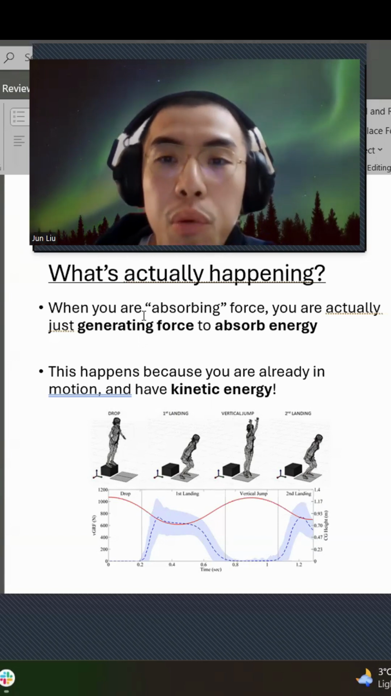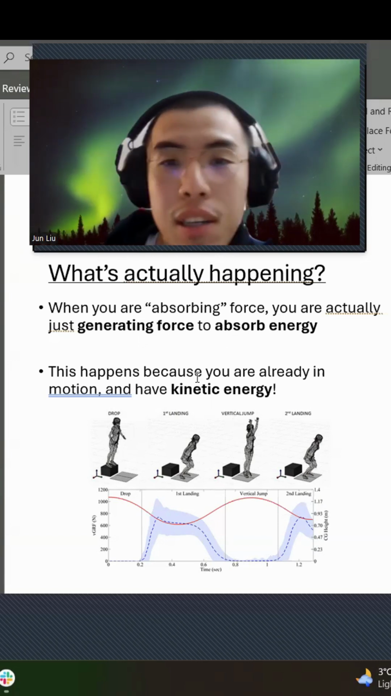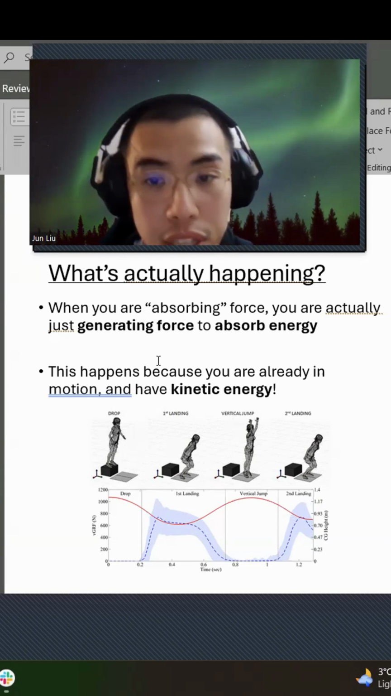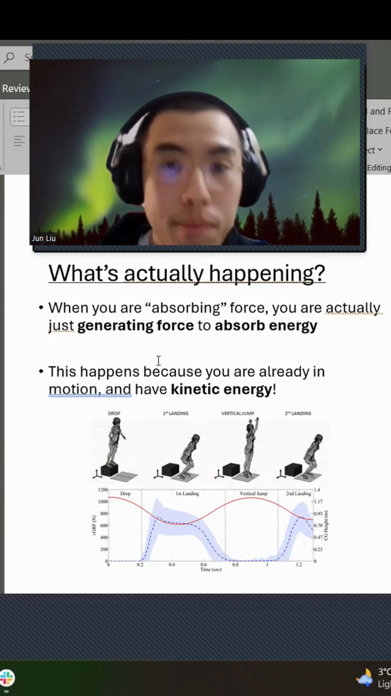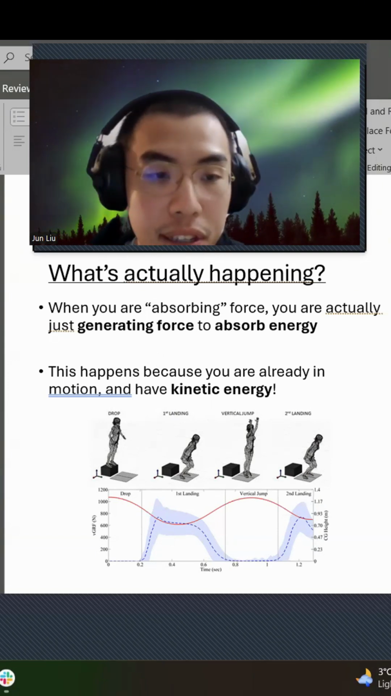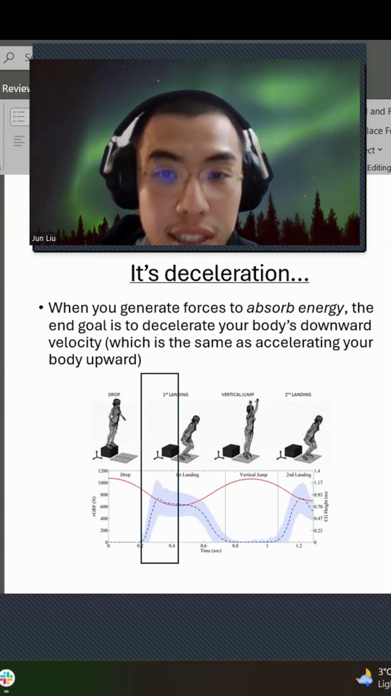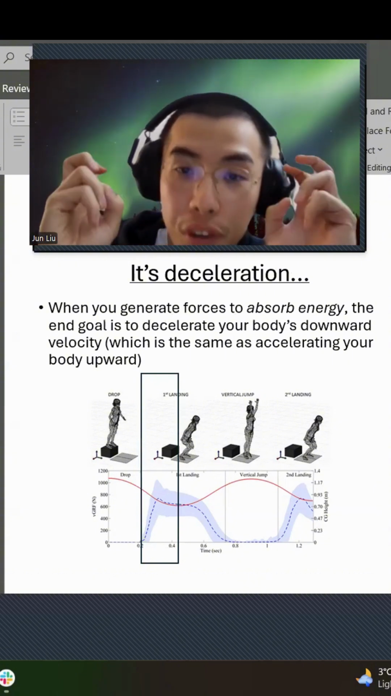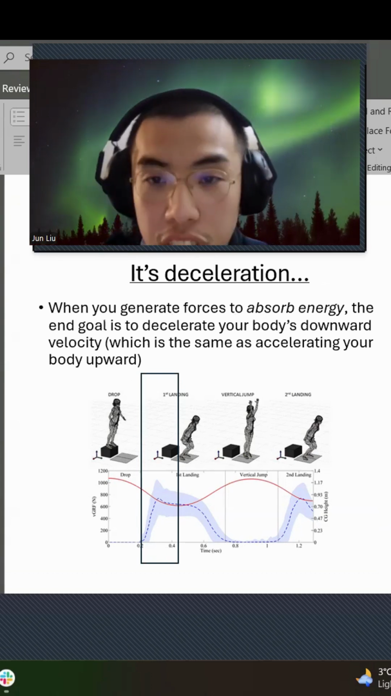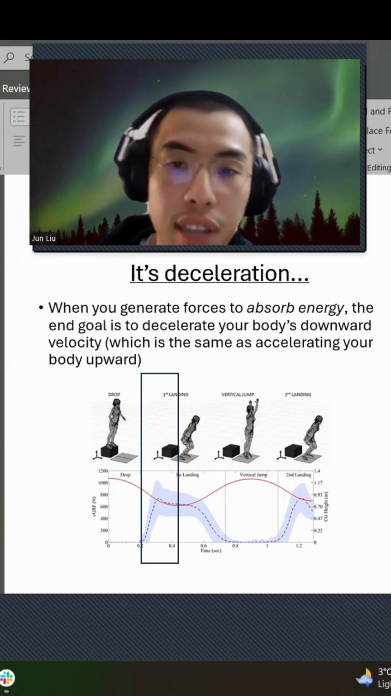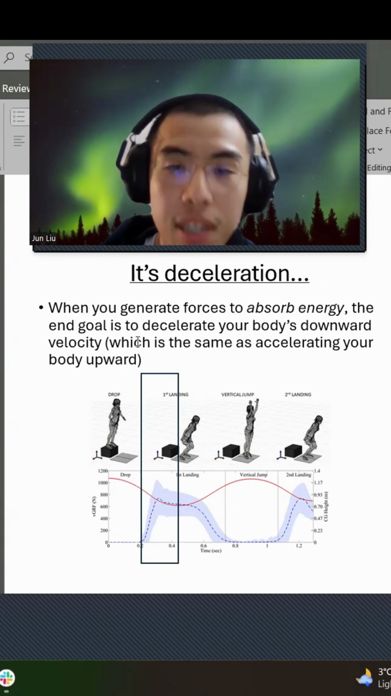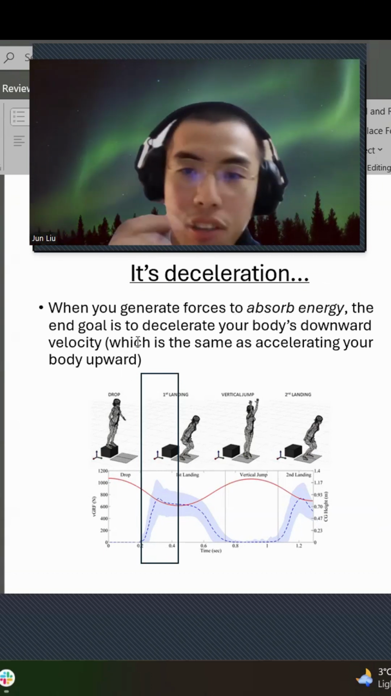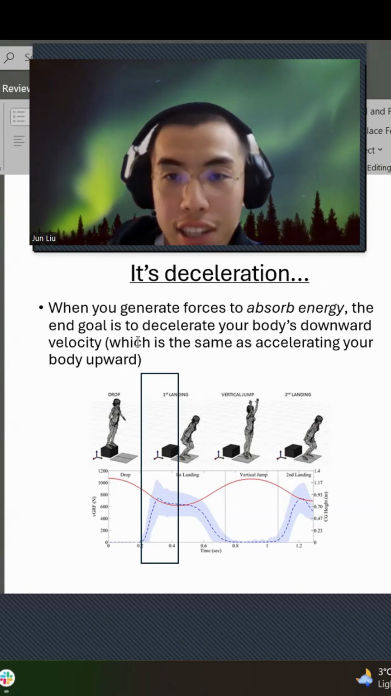Okay. So when you absorb force, what happens? You're generating force to absorb energy, and it happens because you're already in motion and you have kinetic energy that needs to be absorbed and then used for some other things. So the truth of it is that it's simply deceleration. When you are absorbing force or generating forces to absorb energy, the end goal is to decelerate your body's downward velocity, which is the same as accelerating your body upward. But because you're already going down, there's a little bit of work to do before you can actually go up.